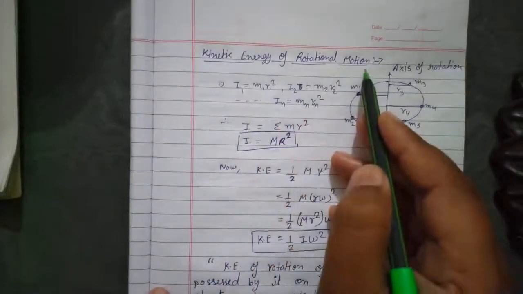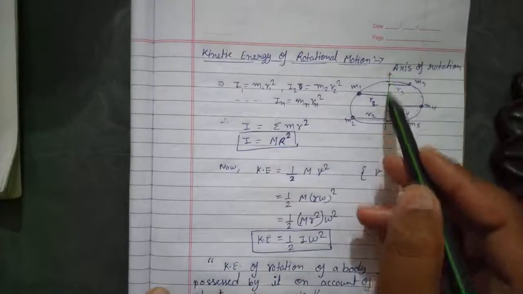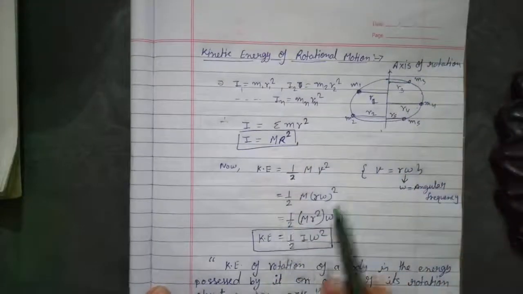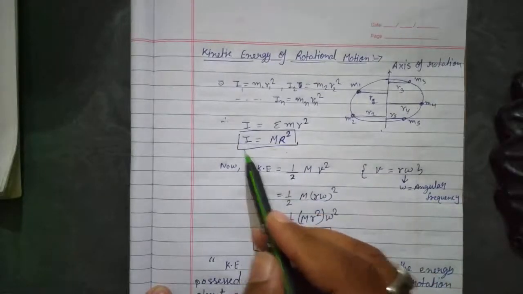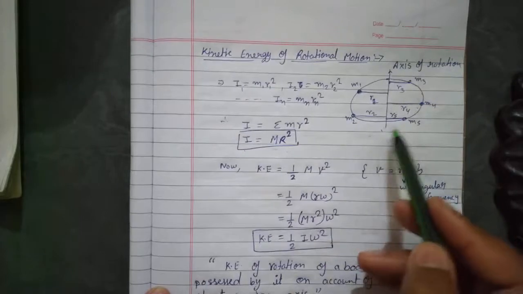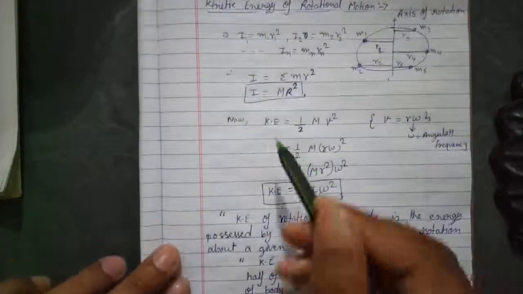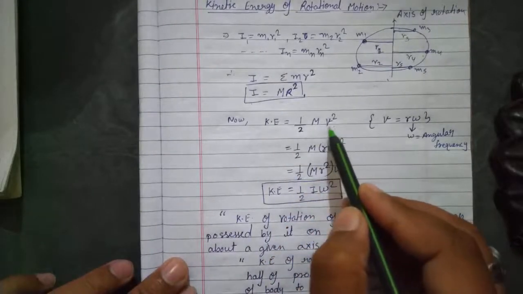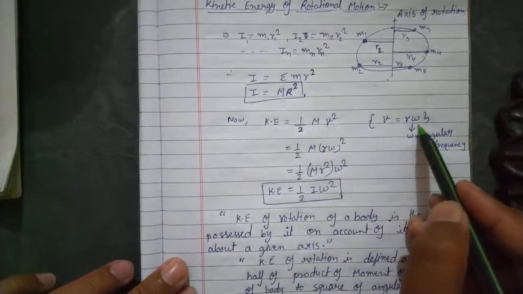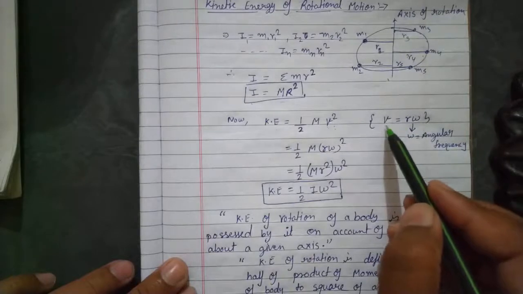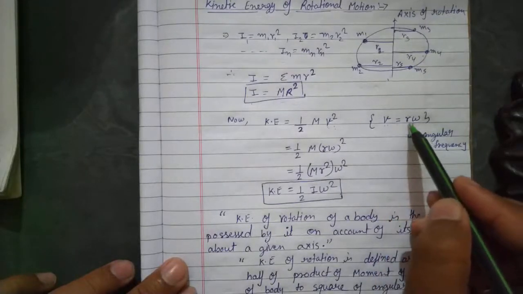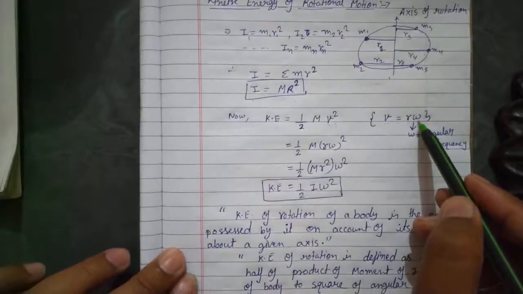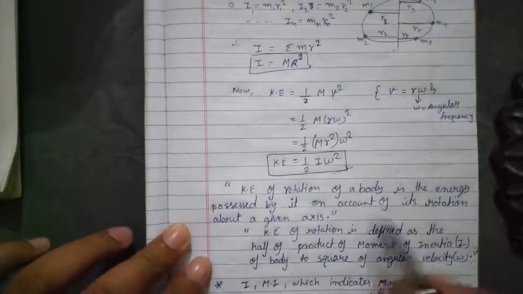Kinetic energy of rotational motion for an n particle system and for the given axis of rotation: we first calculate the inertia of the particles of the body about the axis of rotation. Then, using the formula for kinetic energy half m v square, we put the value of v in the form of angular velocity, that is, linear velocity is equal to the product of the radius of the circular path and the angular velocity. By putting this we get this result.